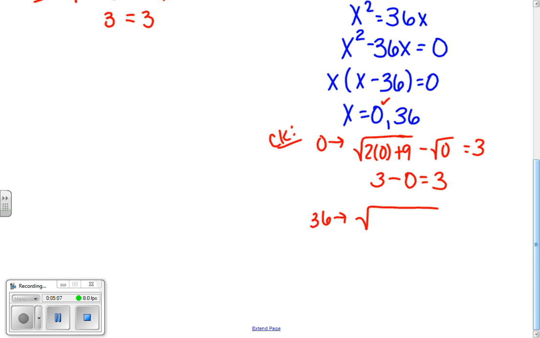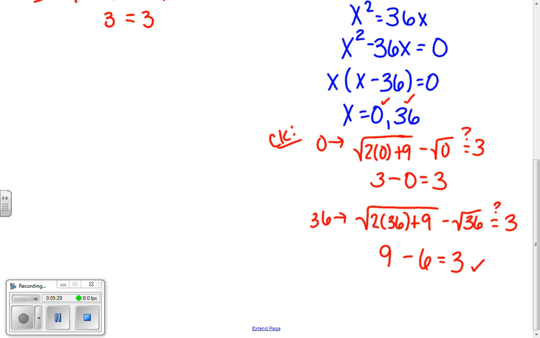The square root of 2 times 36 plus 9 minus the square root of 36 should equal 3. 2 times 36 is 72, and 72 plus 9 is 81. So what I really have on the left-hand side is the square root of 81, which is 9, minus the square root of 36, which is 6, which does equal 3. That one checks as well. So they both work. Neither are extraneous.